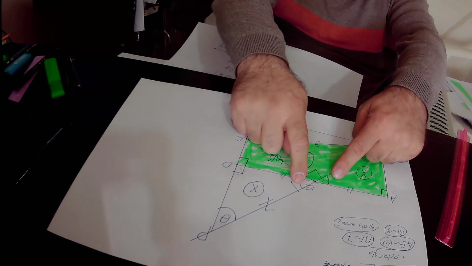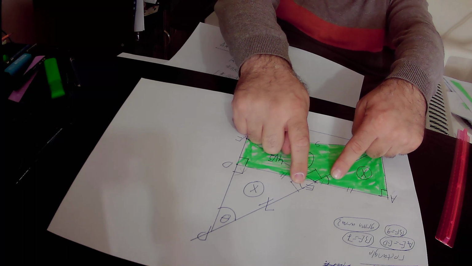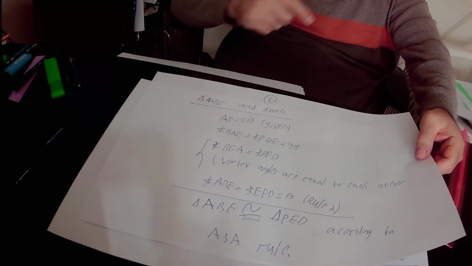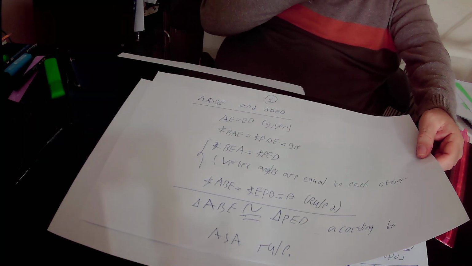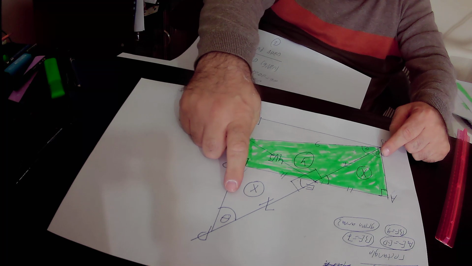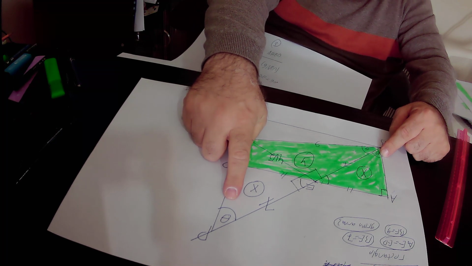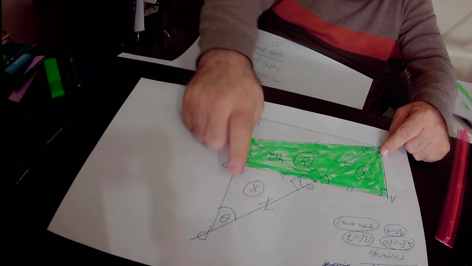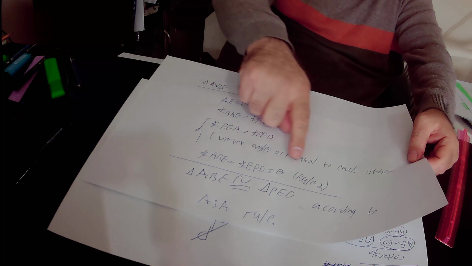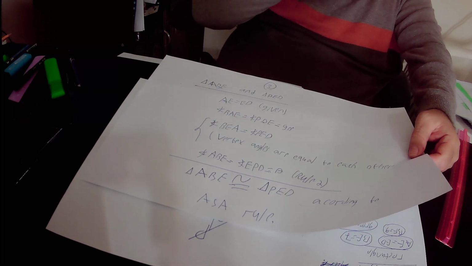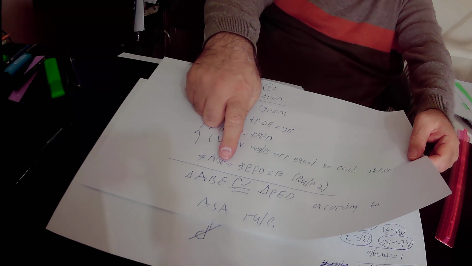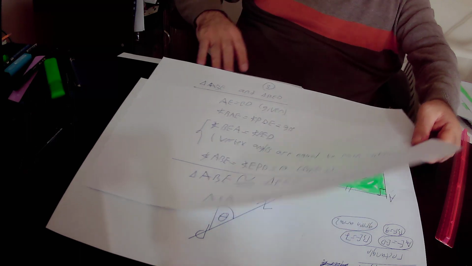And those two angles are equal to each other because they are vertex angles, and we have the rule that vertex angles are equal to each other. Okay, so we also know that those two angles are equal to each other. We proved that angle ABE equals angle EPD, and both angles are equal to theta according to rule number 2. We actually proved that triangle ABE is congruent to triangle EPD according to the angle side angle rule.